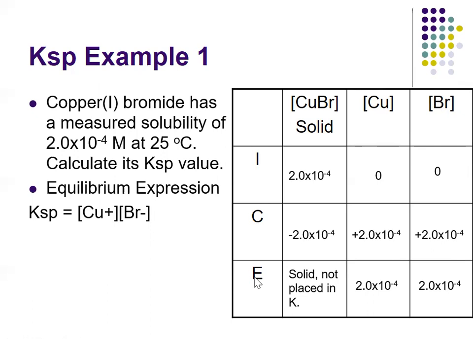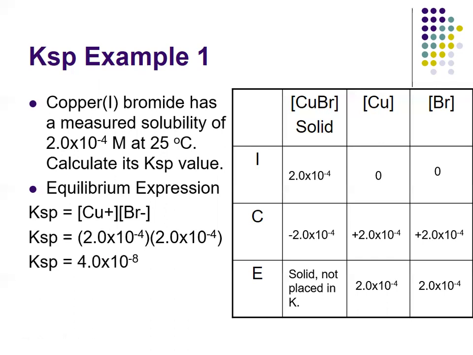Now do I have enough information? Because I'm asked to calculate KSP. Do I have enough information to calculate the KSP? Yes. You just plug, once again, you plug your equilibrium values into this expression. And that's it. And then you put it in your handy dandy calculator. And you get the KSP of being 4.0 times 10 to the negative 8.